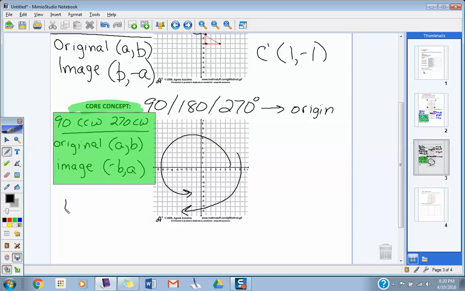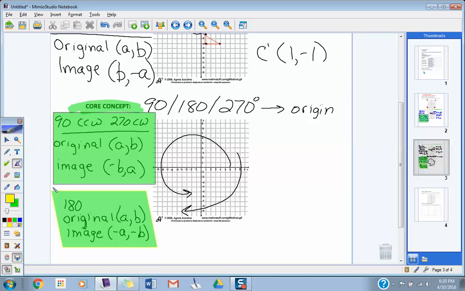If we're doing 180 degrees, this is the easy one. 180 degrees, direction doesn't matter. Half a turn's half a turn, either direction. If your original is A comma B, then the image point under 180 degrees of rotation about the origin shall fall at the point opposite of A, opposite of B. Just switch the signs. Keep the order the same, switch the signs. So that was the second one, the easy one, so make sure you have that down.